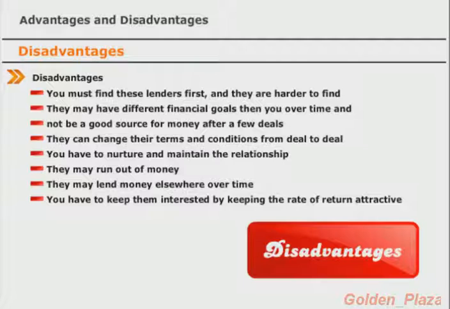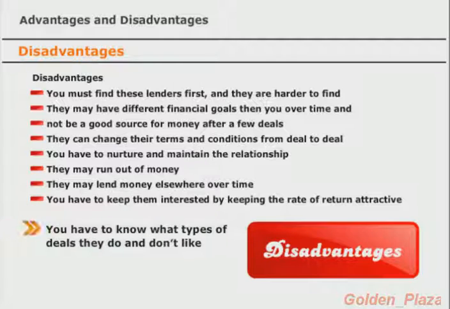And here are some disadvantages to using private money in real estate investing. You must find these lenders first, and they are harder to find. They may have different financial goals than you over time and not be a good source for money after a few deals. They can change their terms and conditions from deal to deal. You have to nurture and maintain the relationship. They may run out of money. They may lend money elsewhere over time. You have to keep them interested by keeping the rate of return attractive. You have to know what types of deals they do and don't like.